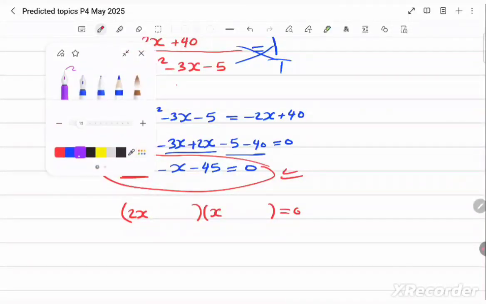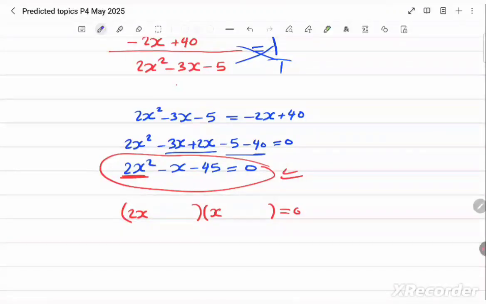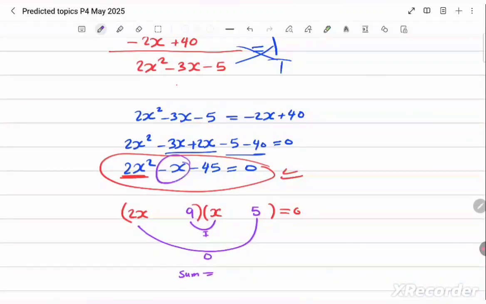Okay, how about 45? 45 can be 1 times 45, 3 times 15, or 9 times 5. So let's try 9 times 5 and see whether it will work or not. Now how do we check that? Try to multiply what's inside and multiply what's outside. The sum should be this negative x.